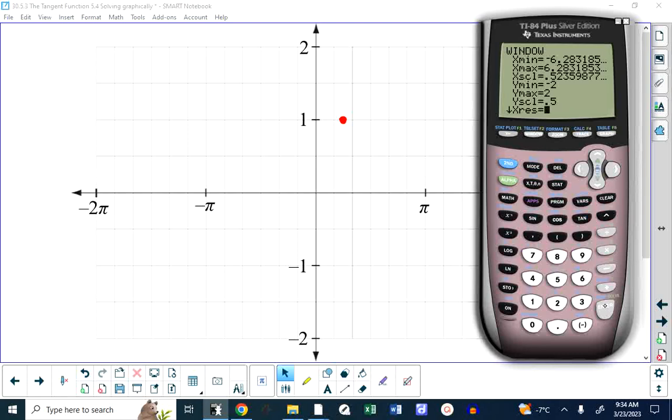And now we can put in y equals tan of x and take a look at what it looks like. Once again, everybody, when we write y equals tan of x, the x is not x on the unit circle. It's x on this graph, which is actually theta on the unit circle. So we go graph, and we get this repetitive picture, and it does repeat.